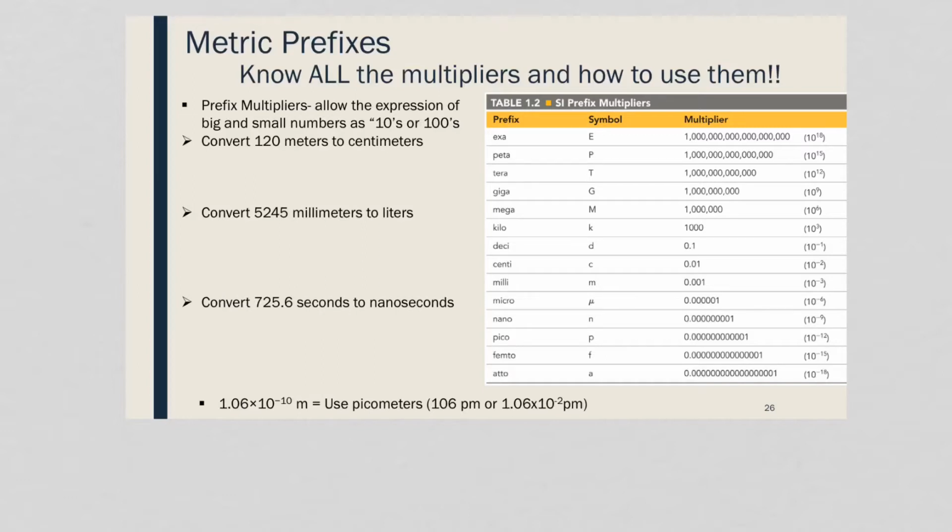So for example, instead of saying we have 1,000 meters, we might say we have 1 kilometer. It's a way to express a large number of something as a smaller number of a prefixed unit. And we have prefixes that represent certain base 10 multipliers.